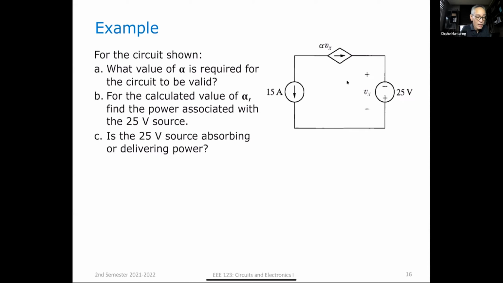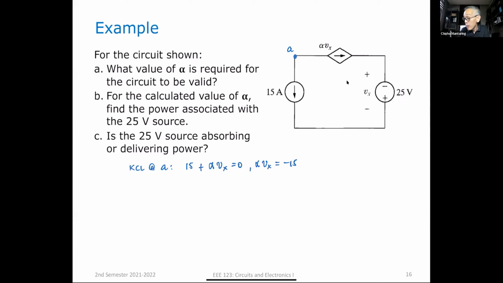Okay. So what value of alpha is required for the circuit to be valid? Let me apply KCL here, KCL at A. Okay, KCL: the sum of the currents leaving the particular node is equal to 0. So I'm going to get 15 plus alpha v of x is equal to 0, or alpha v of x is equal to minus 15. So that's applying KCL at this point.